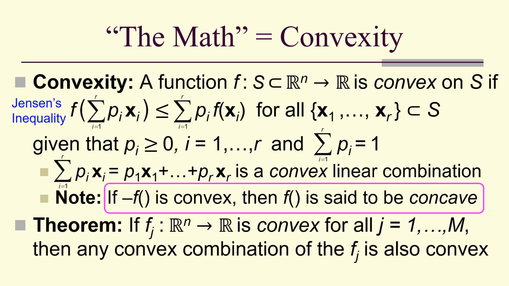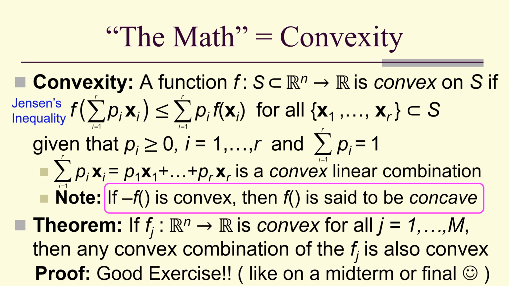Another theorem is that if we have f sub j's, R into R, are convex functions for all j equals 1 to m, then any convex combination of the f sub j's is also convex. It's a good exercise, like maybe on a midterm or final.